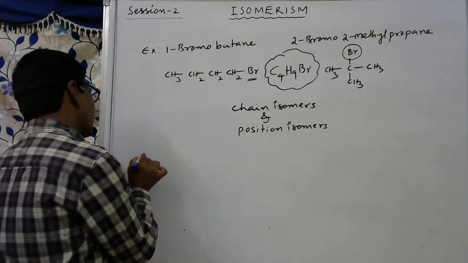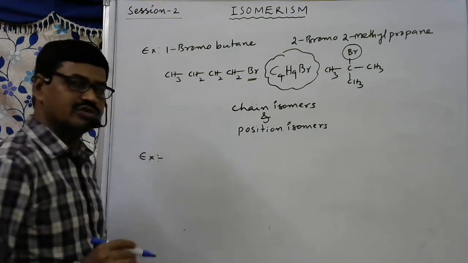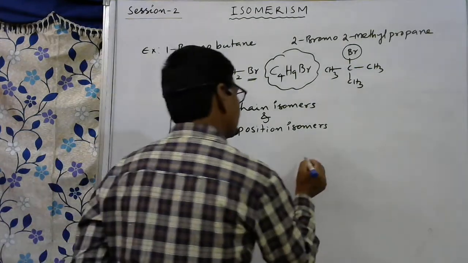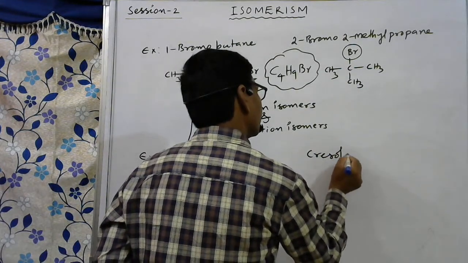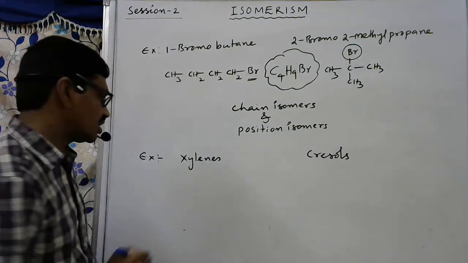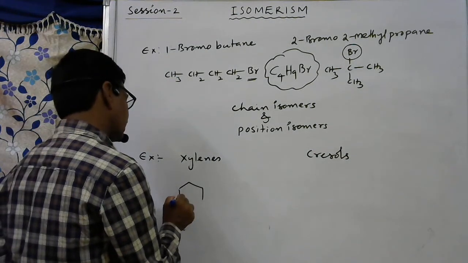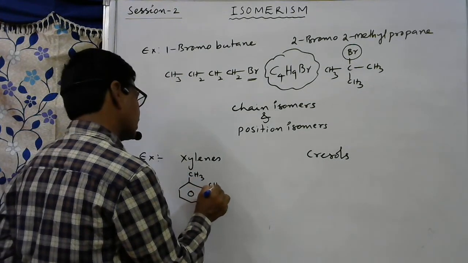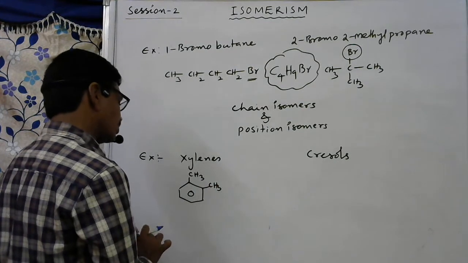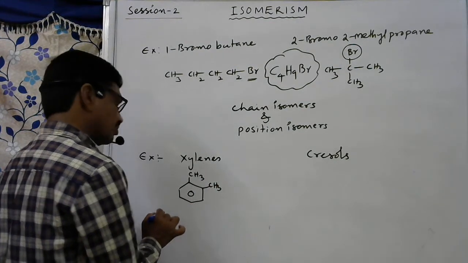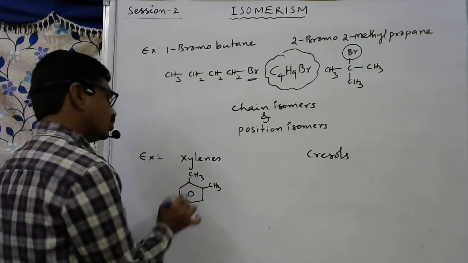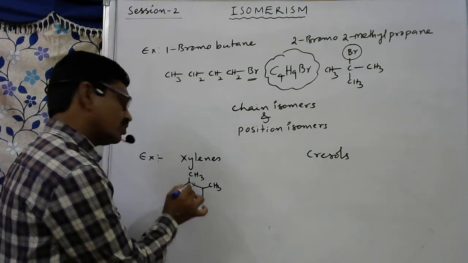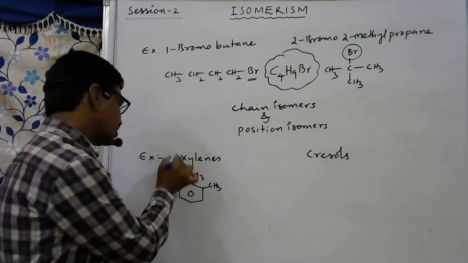Then for aromatic compounds we have xylenes and cresols. Xylene means what? On the benzene ring, two methyl groups must be present. Two methyl groups like this. So this is 1,2-dimethylbenzene. 1,2 positions are also called the ortho positions. So we can say dimethylbenzenes are called xylenes.